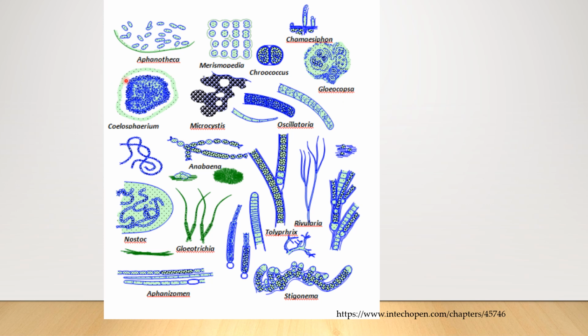This is Aphanotheca, Merismopedia, Chroococcus. This is Oscillatoria, and here you have Anabaena, Nostoc, Gloeotrichia, Scytonema, Tolypothrix, Rivularia, some nitrogen fixing ones.